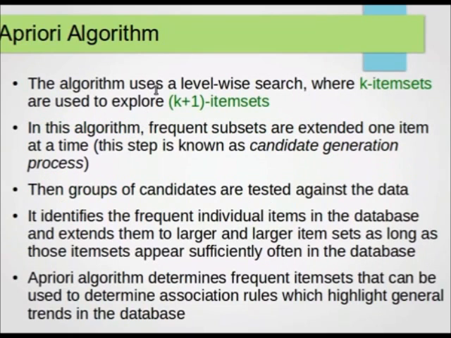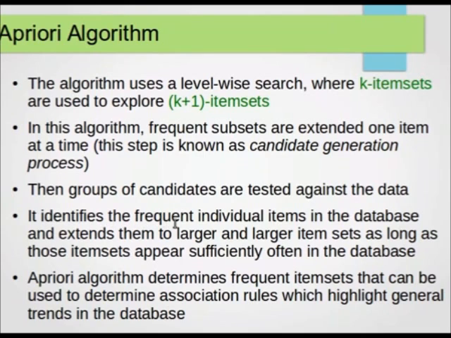So what it does is it uses a level-wise search where we have k item sets, and we use them to explore item sets of larger size, larger by 1, so k plus 1 item sets. Always larger by 1, we increase the size of the item sets by 1. In this algorithm, the frequent subsets are extended one item at a time. This step is known as the candidate generation process. Then groups of candidates are tested against the data. We'll come to what that means in the example.